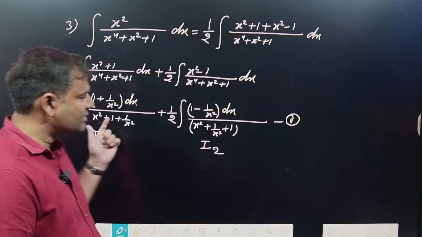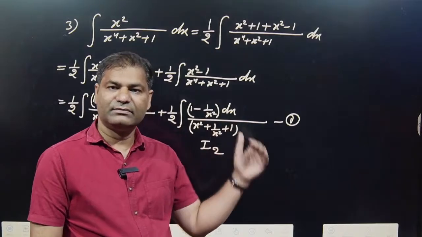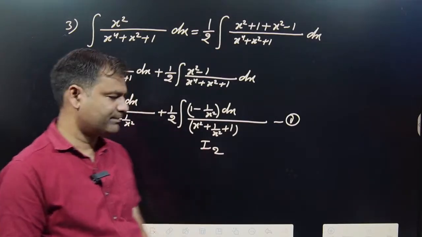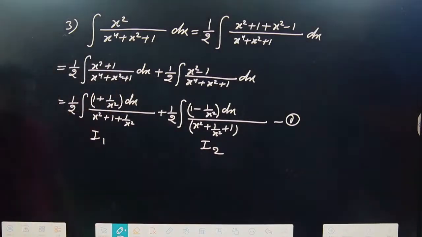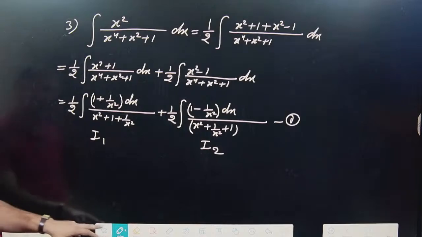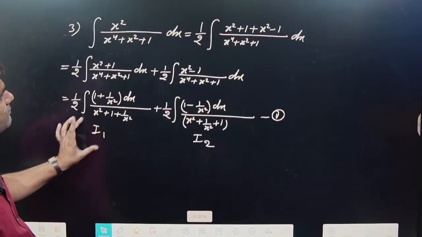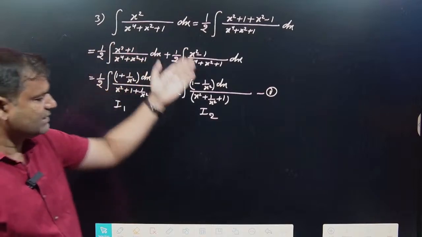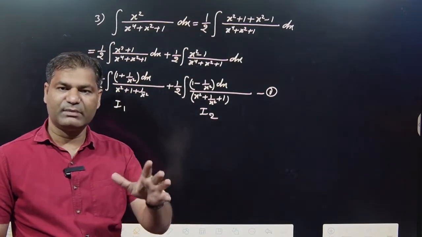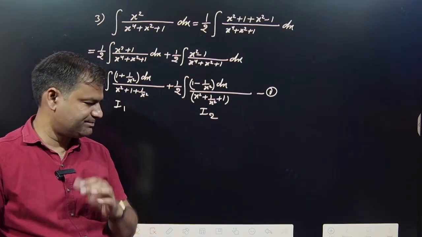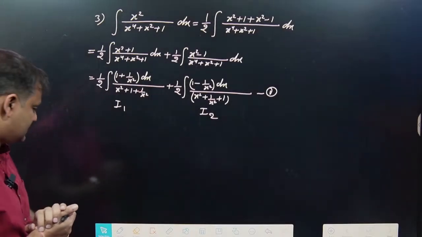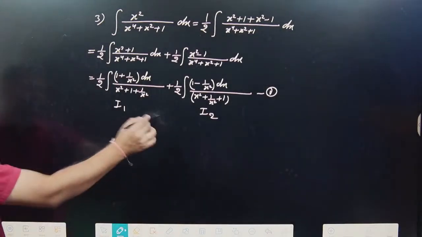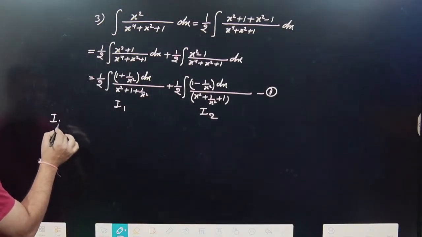You can solve this one and this one individually. After that, put these two values here. Okay, so how can we do it? Look here very carefully. If anyone faces any doubt at any step, these 3 steps, then comment it. I will explain. Okay. Now, we focus on the first part.